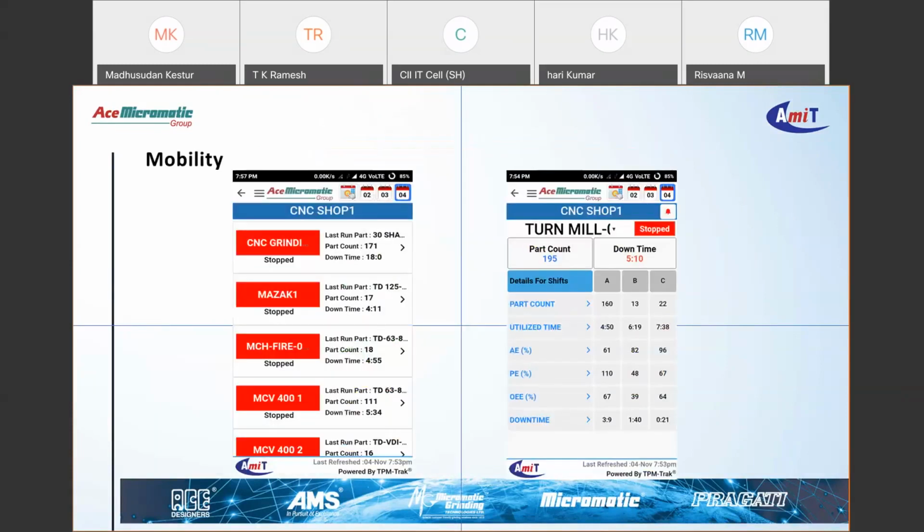We also have mobile applications to draw attention. It gives you data for today, yesterday, and day before yesterday. So important parameters like part count, downtime, utilized time, availability efficiency, performance efficiency, OEE, etc. are made available so that somebody who is not in the shop floor, not in the factory, and traveling between plants, etc., can keep track of what is happening in the shop floor without asking anyone.